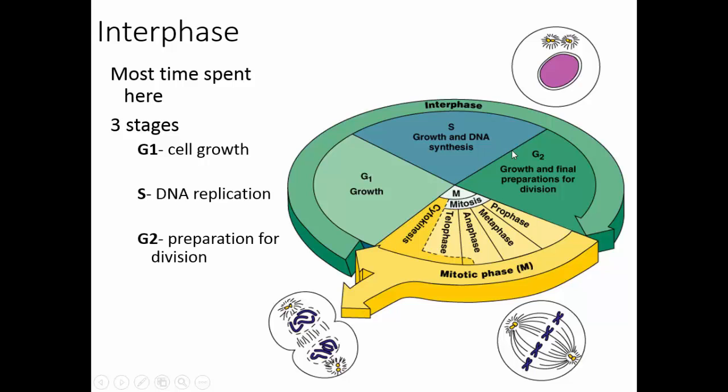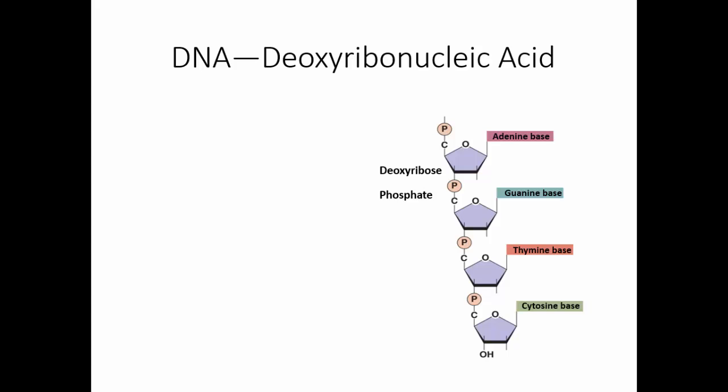And then the third phase is this final last growth spurt. The cell gets a little extra large. It's going to have some extra cytoplasm to make sure it has enough cytoplasm to go into the new cells after it divides. DNA, you'll remember, is deoxyribonucleic acid.